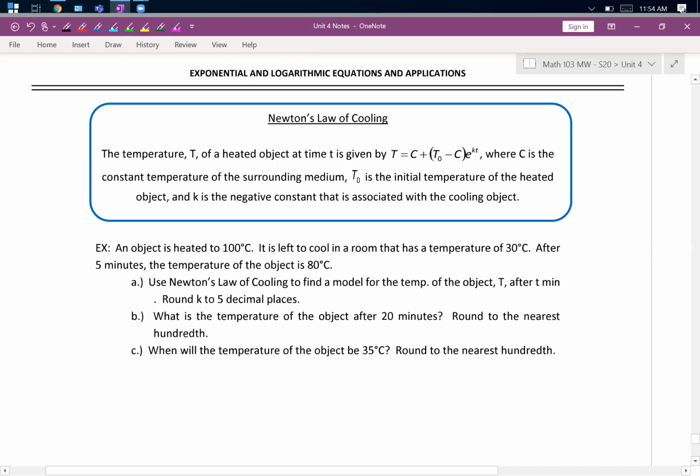So basically, what Newton's law of cooling talks about is if I take a hot cookie sheet out of the oven that was originally 350 degrees, so my cookie sheet's 350 degrees, I take it out of the oven, I put it on my counter, my house is 70 degrees. That's the C, that's the constant temperature of the surrounding medium. So my house is 70 degrees, and just how long does it take for the cookie sheet to cool off, cool enough so I can pick it up. That's the kind of thing that's happening here.